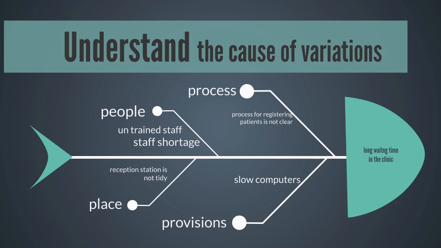To help us reach the root causes and rectify them, we use a tool named fishbone diagram or cause and effect diagram. We start by plotting the problem on the fish head, then brainstorm the causes leading to it on the fish bones. Please take a moment to look at the example here.